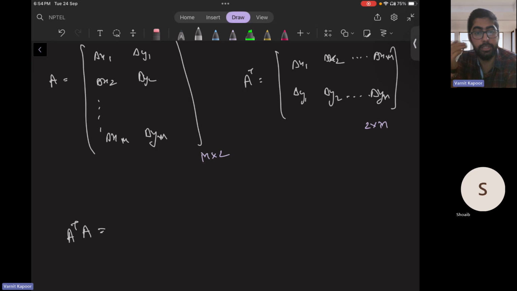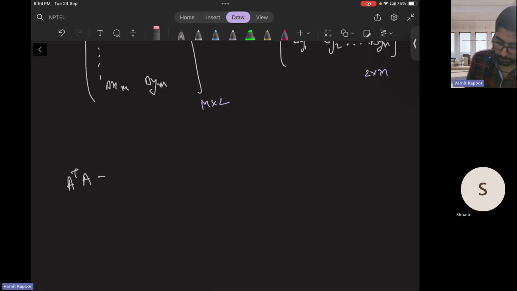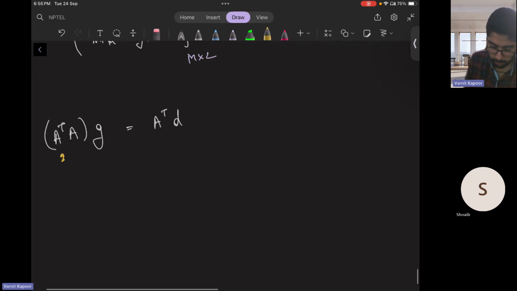This was multiplied with G, the gradients. So you have a set of equations like A transpose A G is equal to A transpose D. So D is 5 minus 5 0, 5 2 minus 5 0, and so on. So this was 2 cross 2. This was 2 cross 1. So that will be again 2 cross 1, a 2 cross 1 kind of system. Now we have two unknowns, two equations.